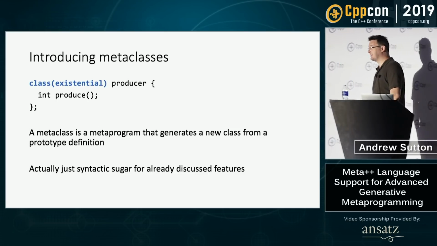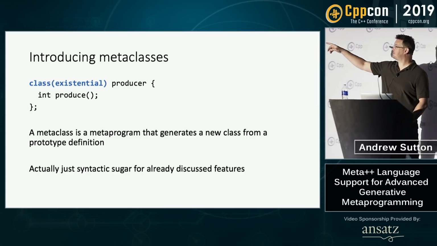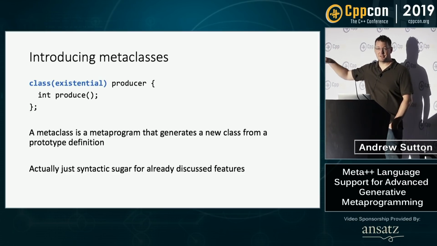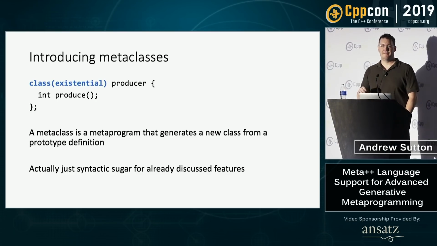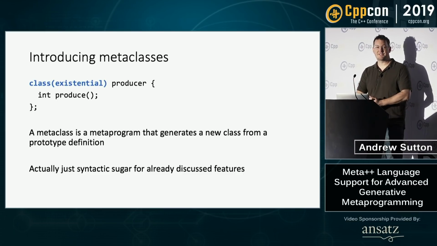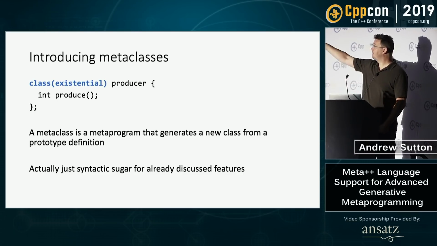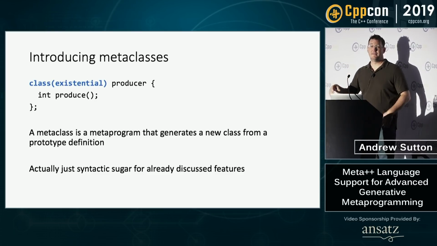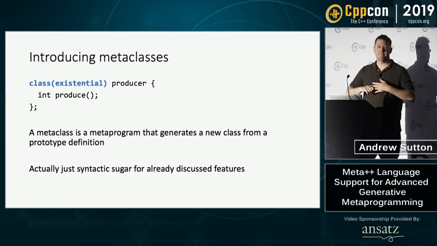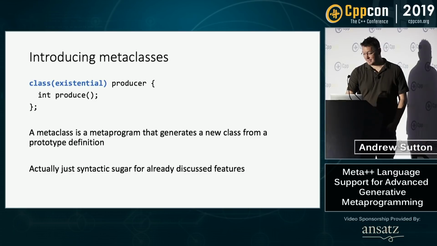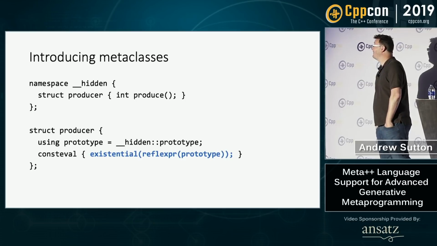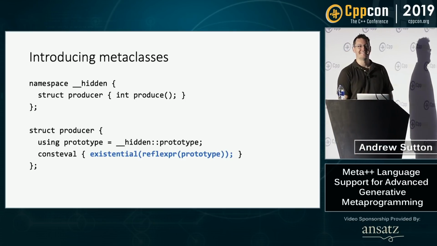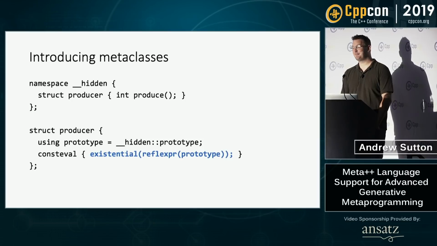So this thing is a metaclass declaration. Actually, technically, the metaclass is just the existential, the name existential there. A metaclass is really nothing more than a metaprogram that generates a new class from some existing prototype. So the producer class here, that's going to be the prototype. The existential metaclass, that's just a function that pulls that in and spits out a new class. In fact, the entire thing is really just syntactic sugar for this. This is all the magic of metaclasses. They are not mysterious things. They build on only the things that we've talked about in the previous slides.